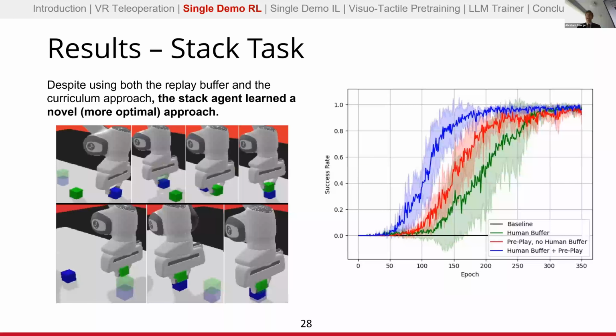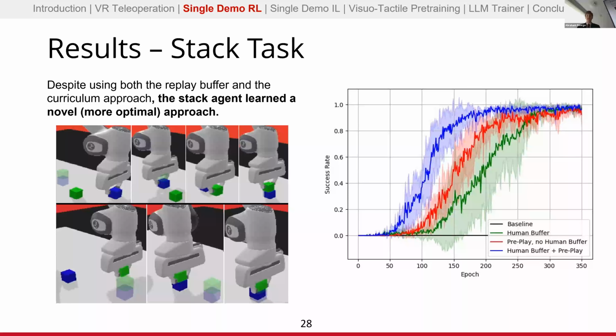Next, we evaluated on the stack task. This is a much longer horizon task, so we were examining pre-play here. Once again, for this, we only provided a less optimal demonstration, which is to stack the blocks one at a time, the way a human would approach block stacking. However, regardless of what method we use, whether we use pre-play, the replay buffer spiking, or both, the trained agent always learned this more optimal strategy of first stacking the blocks, then dragging them to the goal location.